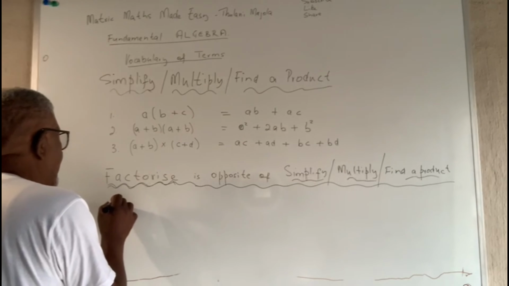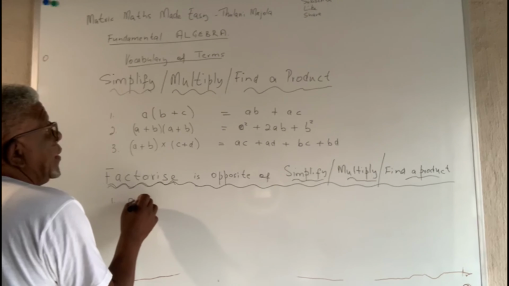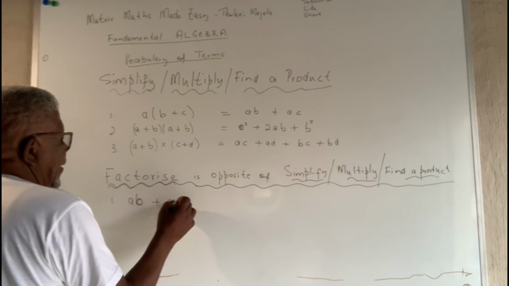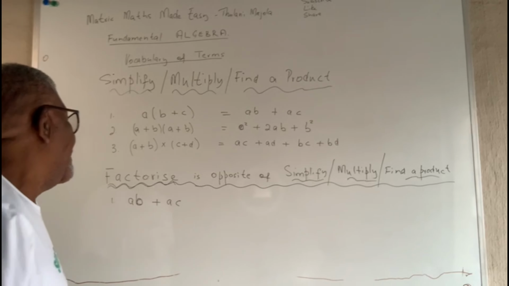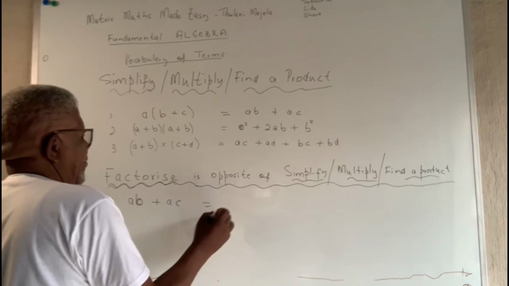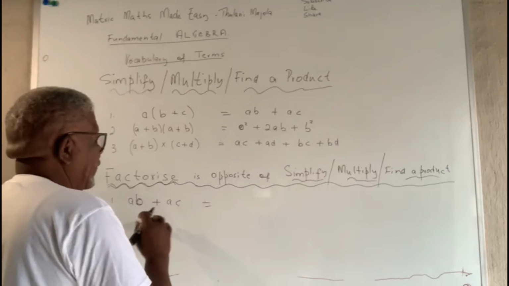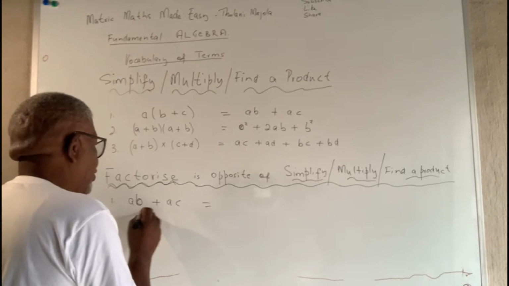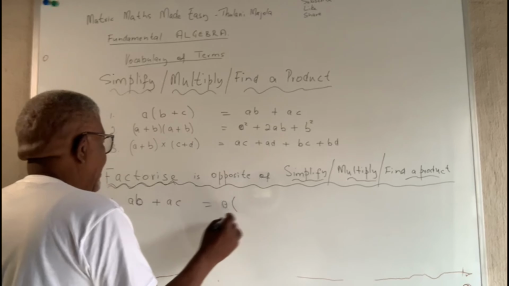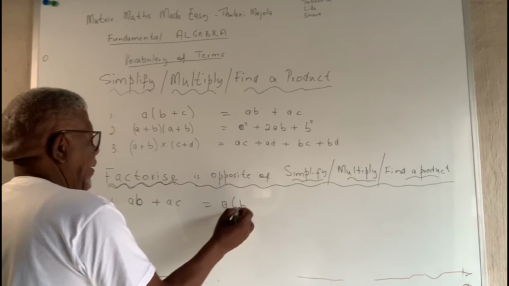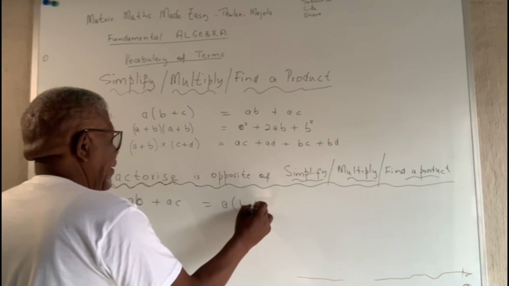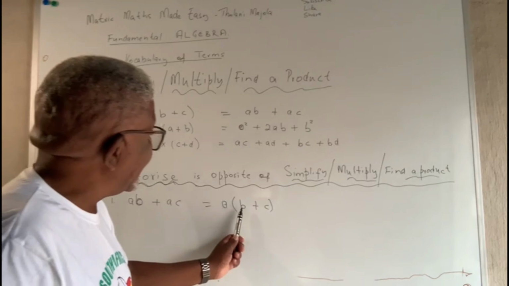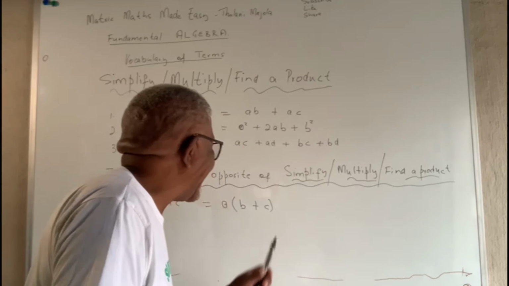Number one, you factorize AB plus AC. These are two terms. So when you factorize here, what are you going to get? The first thing you do when you factorize is look for a common factor. A common factor here is A. How many A's in AB? There are B. How many A's in AC? There are C. So we get A times (B plus C).